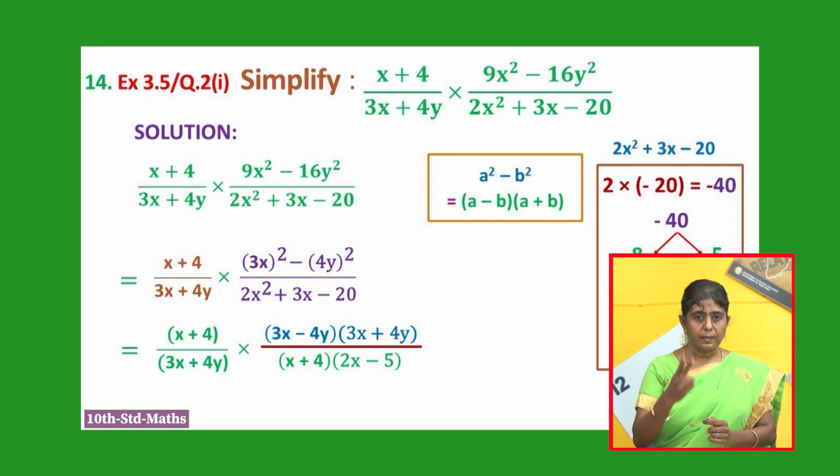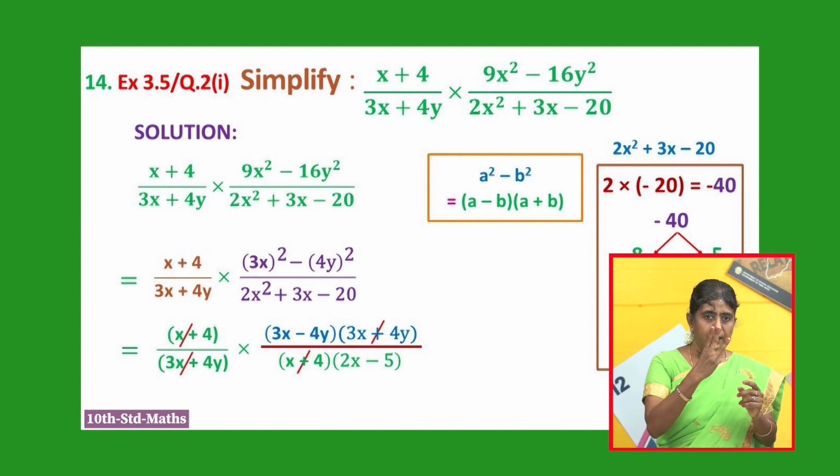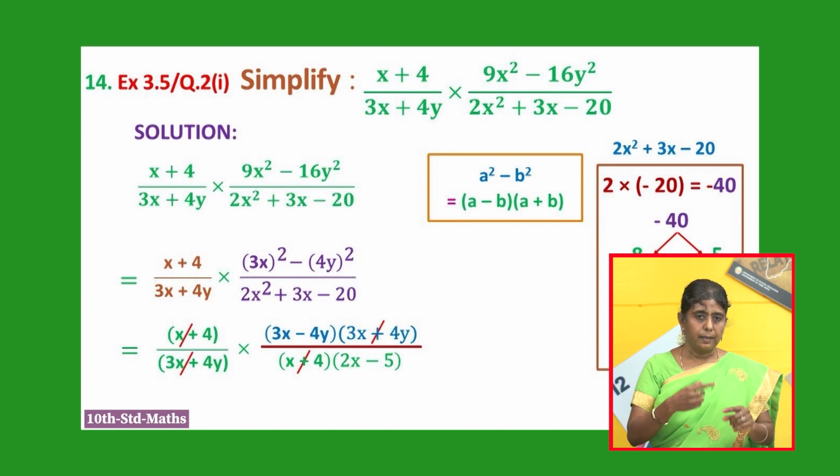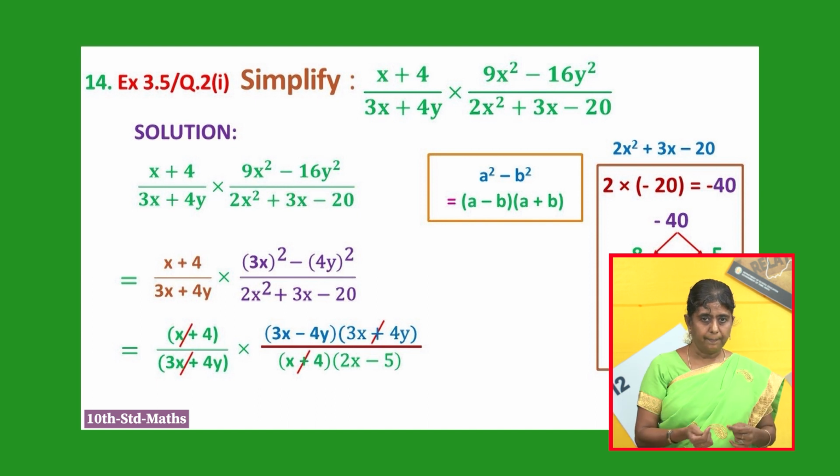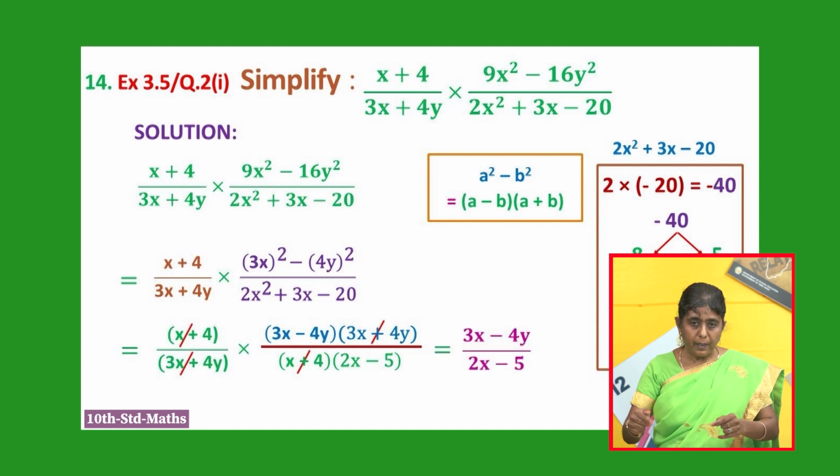Now let's do the cancellation. 3x plus 4y and 3x plus 4y, we may cancel it. Then x plus 4 and x plus 4, we may cancel it. And write the remaining. What is the remaining? 3x minus 4y divided by 2x minus 5. That's all.